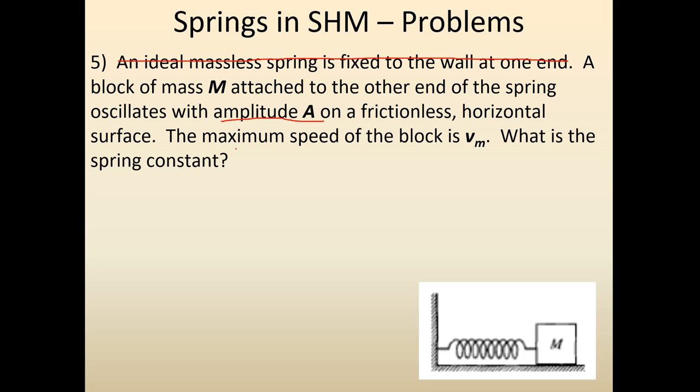So I have these two phrases, amplitude and max speed. So I have essentially a way to find max potential and max kinetic. So I'm going to set those equal to each other. All right. Sorry, I had a little typo on the screen, but once we set the equations equal to each other, we solve for k, and we end up getting k equals m v squared over A squared. Easy peasy, lemon squeezy.